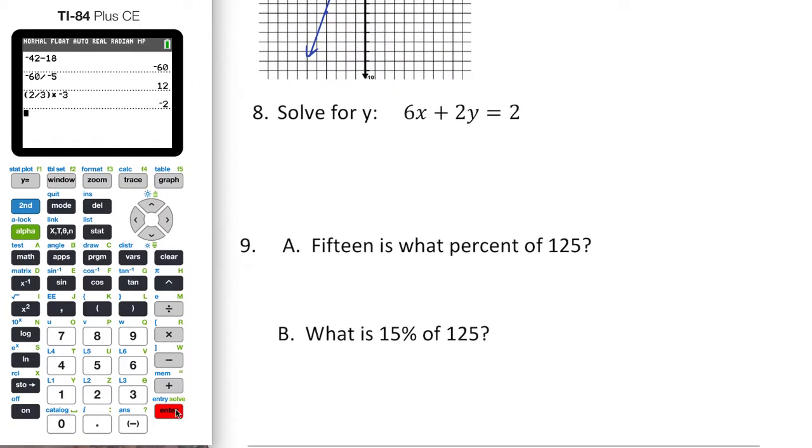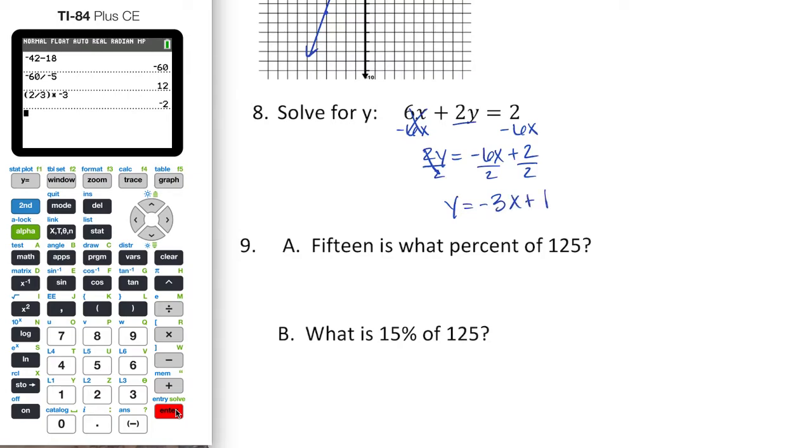Alright, on number 8, solving for y. So we need to get y by itself. So we're going to subtract 6x from both sides. So 2y, again, this 2 and the negative 6x are not like terms. One has an x and one doesn't. So they have to stay separate. So we are going to keep them as two separate terms. Divide through by 2 on everything. Y equals negative 3x plus 1.